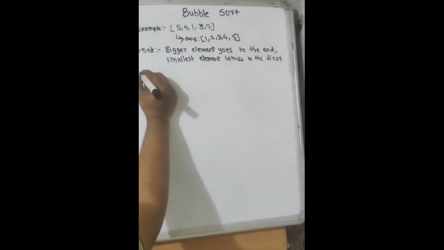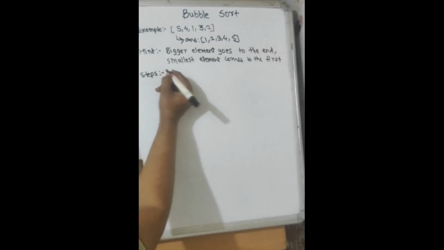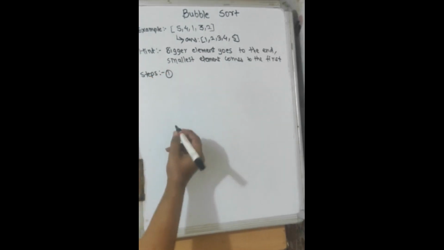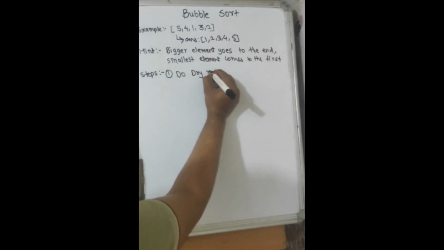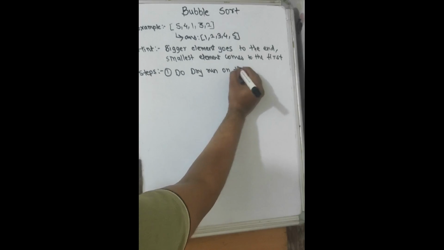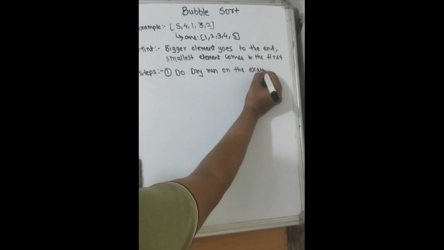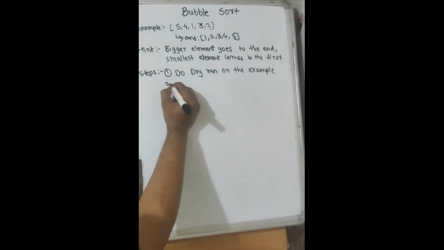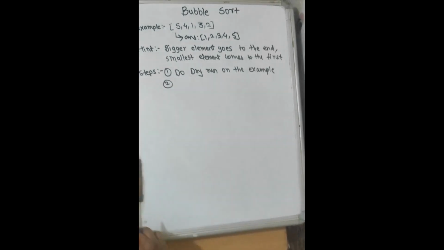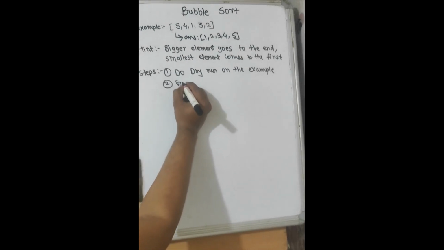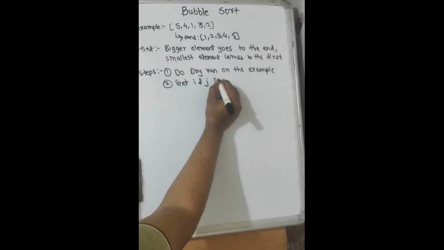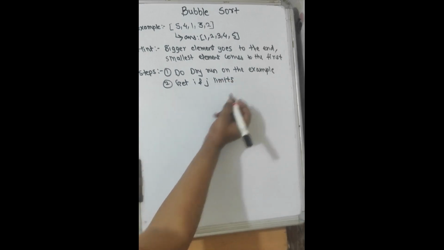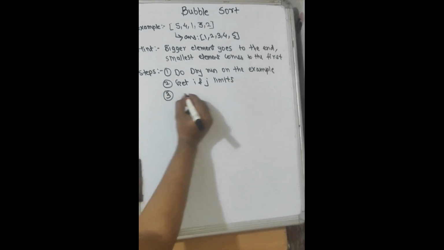Now the steps will be: firstly, we will do a dry run on the example. Based on this dry run we will get the logic for i and j limits, and from this we will get the code.